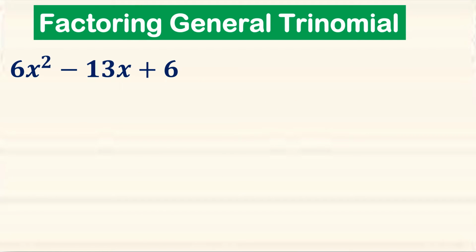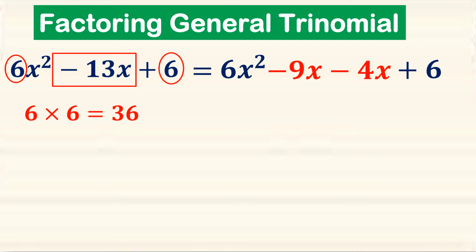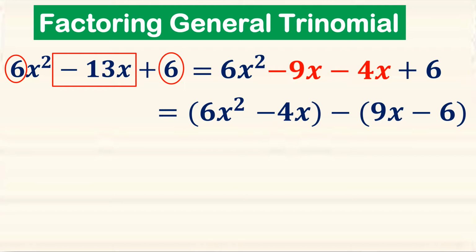Now let us have the next one. 6x squared minus 13x plus 6. So in here, we are going to multiply 6 times 6, which is equal to 36. And then we are going to think of numbers that when we add, it is equal to negative 13, but when we multiply, it is equal to 36. So it is negative 9 and negative 4. So negative 13x is equal to negative 9x minus 4x. So from here, we are going to write down 6x squared plus 6. Then we are going to group them.